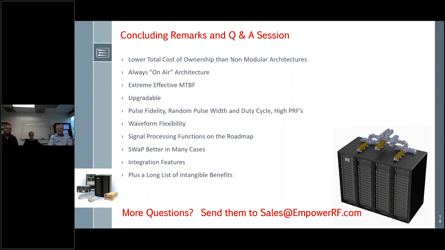Another question here: what is the power level where air-cooled becomes impractical? Yeah, the problem here is how many fans your ear can support. Okay.